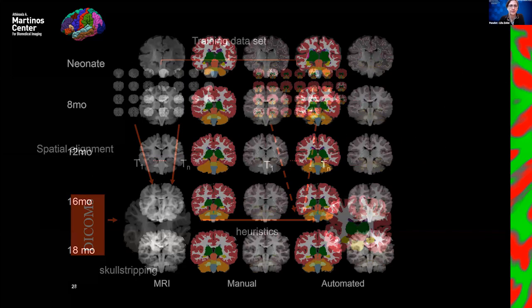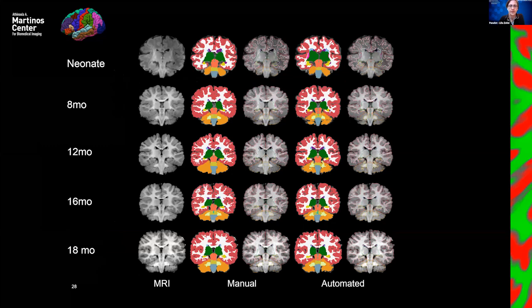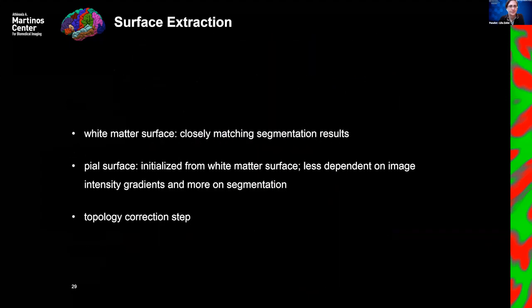Showing you some examples of this automated labeling. I'm highlighting 5 different subjects of 5 different ages. Each row corresponds to a different age. And you can compare how closely the manual and automated segmentations match, which is really good news for our algorithm development. And the last step is the surface extraction step.